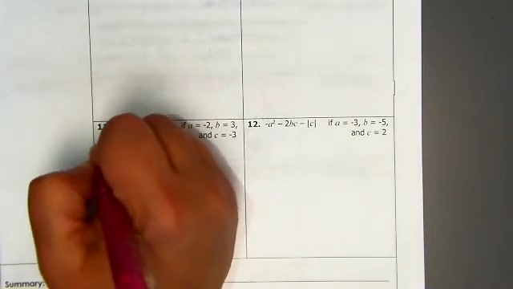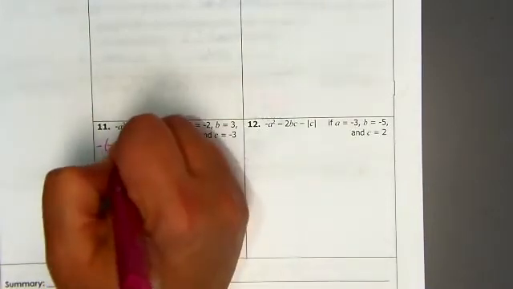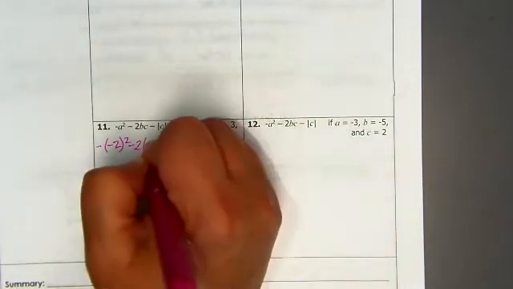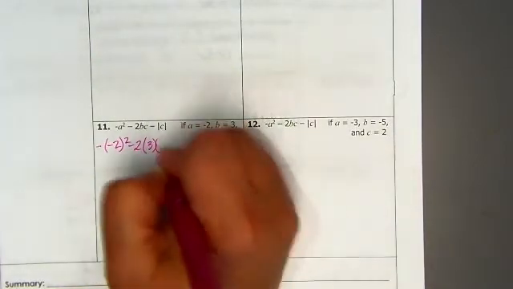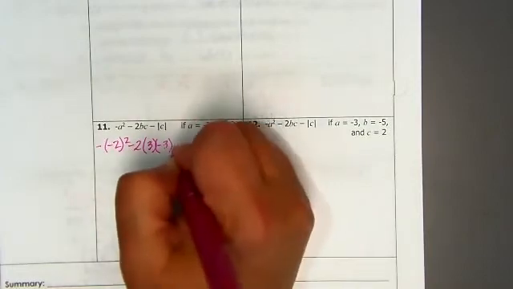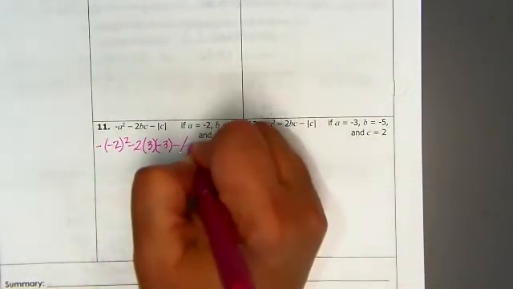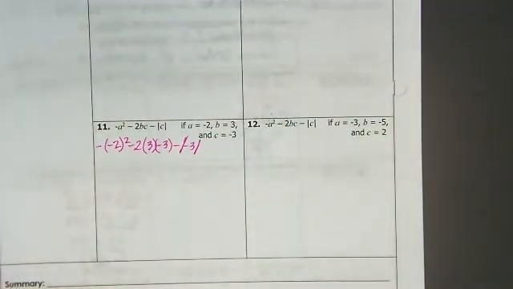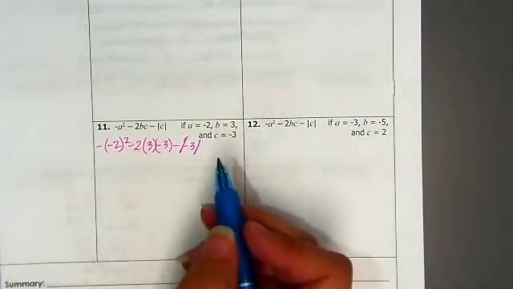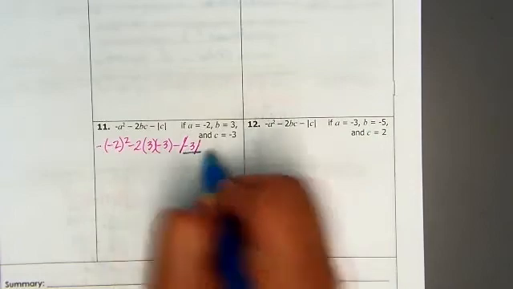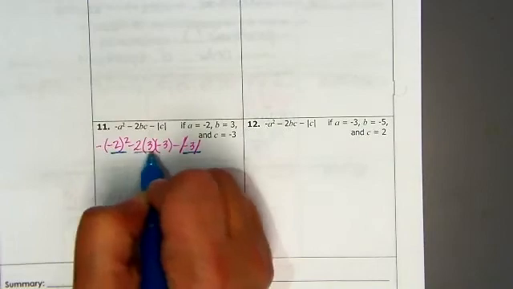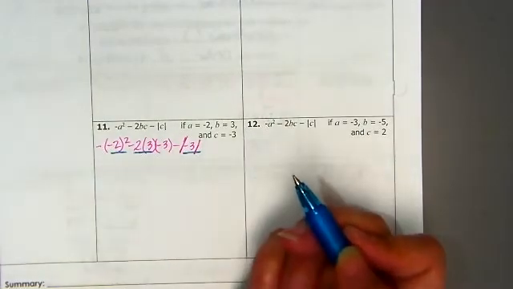So I'm going to have negative 2 squared minus 2 times 3 times negative 3 minus absolute value of negative 3. Okay, with this, we've got to remember we're doing order of operations. So I'm going to have to take care of the absolute value, the negative 2 squared, and this multiplication right here. I can do all of that at the same time.